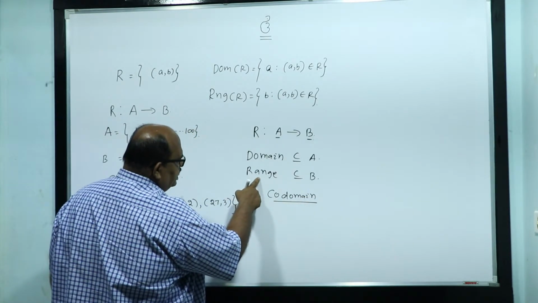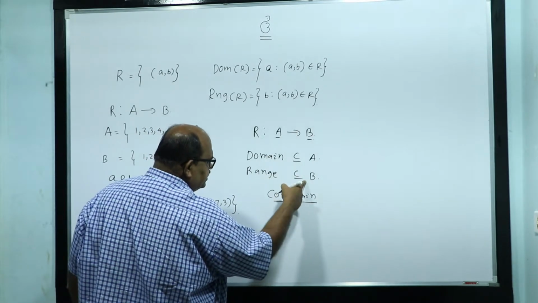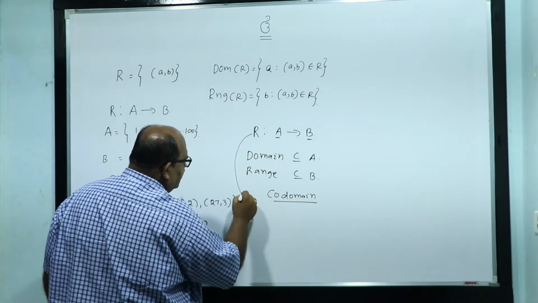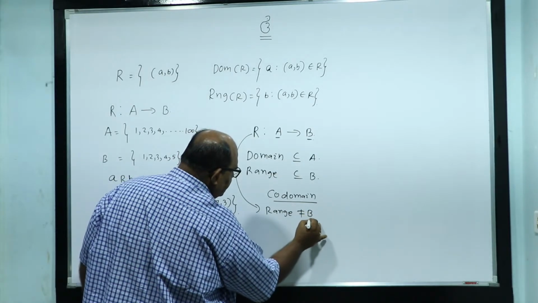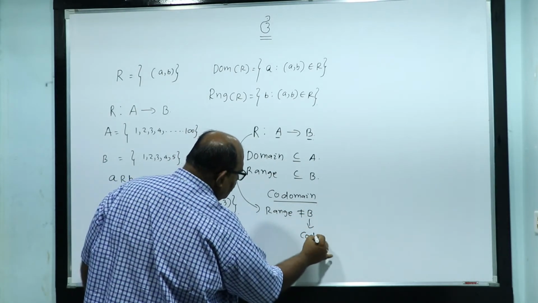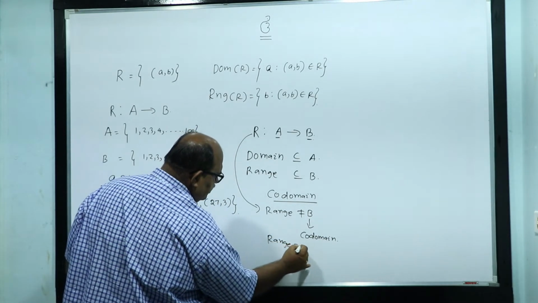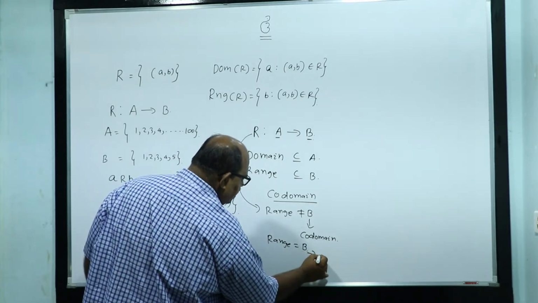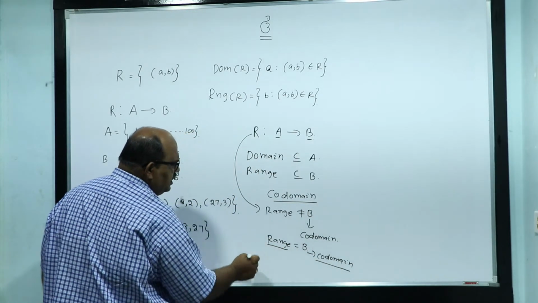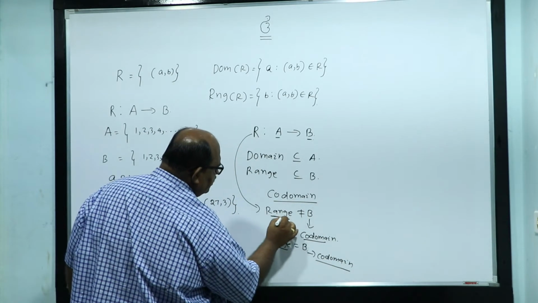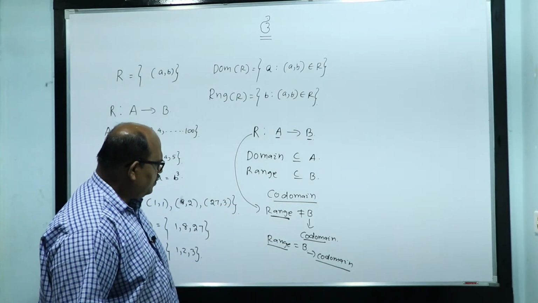If range is not equal to B, range may equal B or may be a subset of B. So in this relation, if range is not equal to B, then set B is called codomain. Also, if range is equal to B, then also B is called codomain. But here codomain is equal to range, here codomain is not equal to range. So this example can better explain what is codomain.